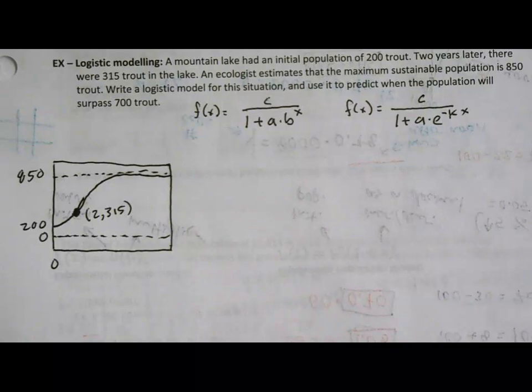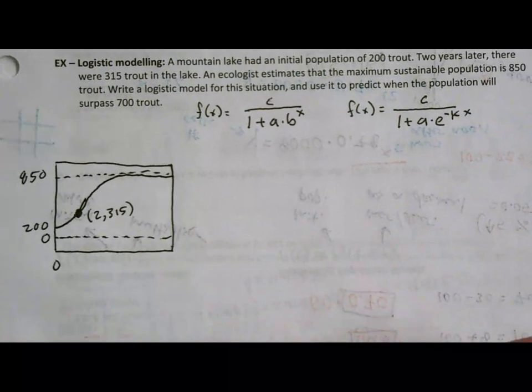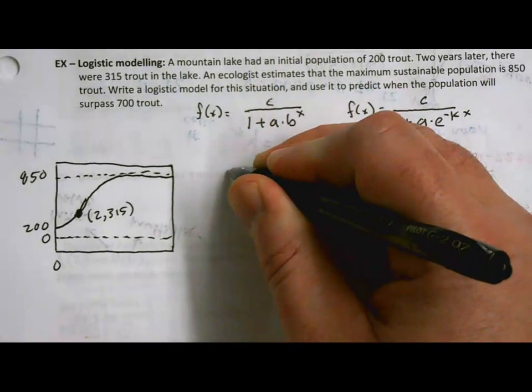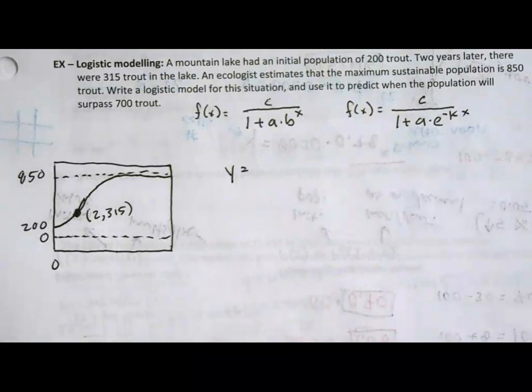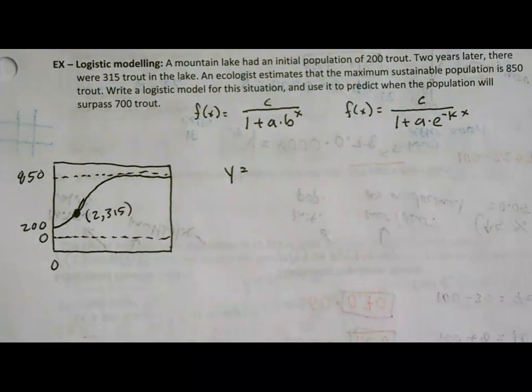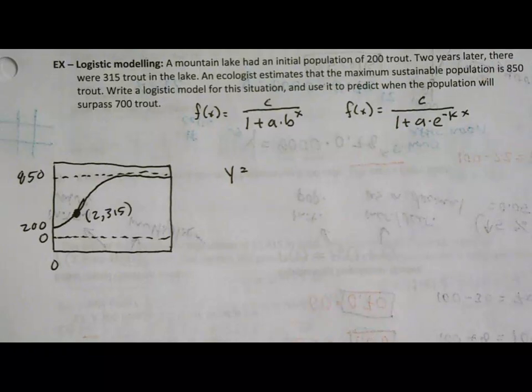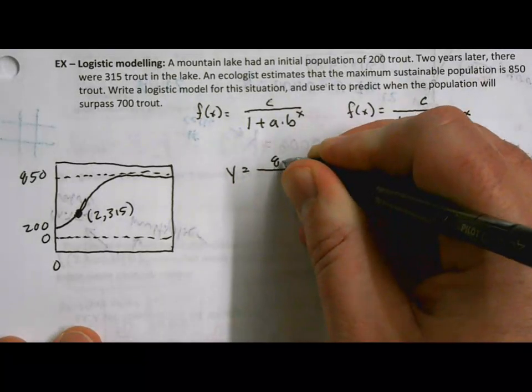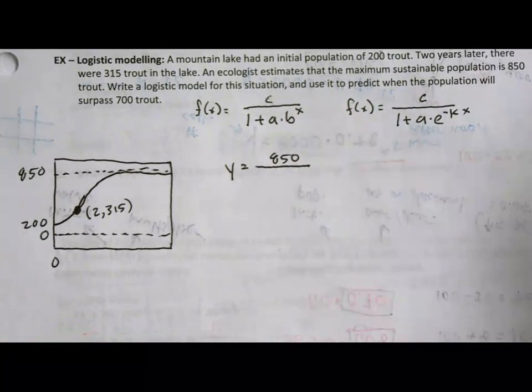Okay, are you guys ready? We're going to do some pretty intense algebra right now. We got this, though. All right, we're going to stick with this model here. And I want to go ahead and write it down and start filling in some values. What I know is that C is the carrying capacity, always. So I know I'm going to have an 850 on the top of this thing because C is always going to be the carrying capacity.